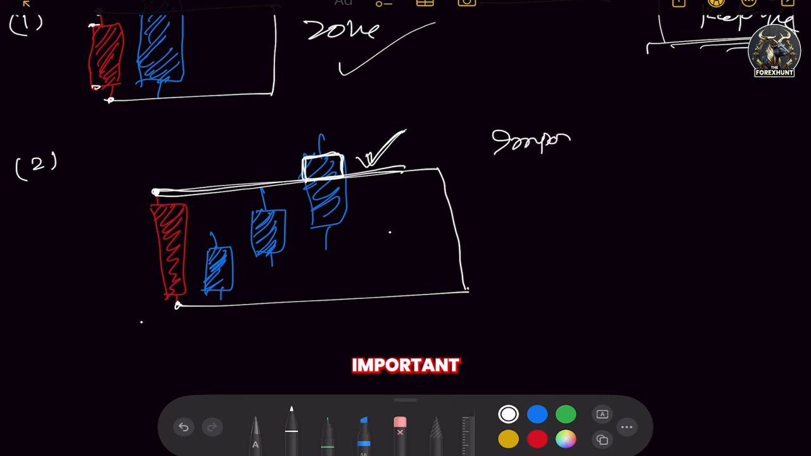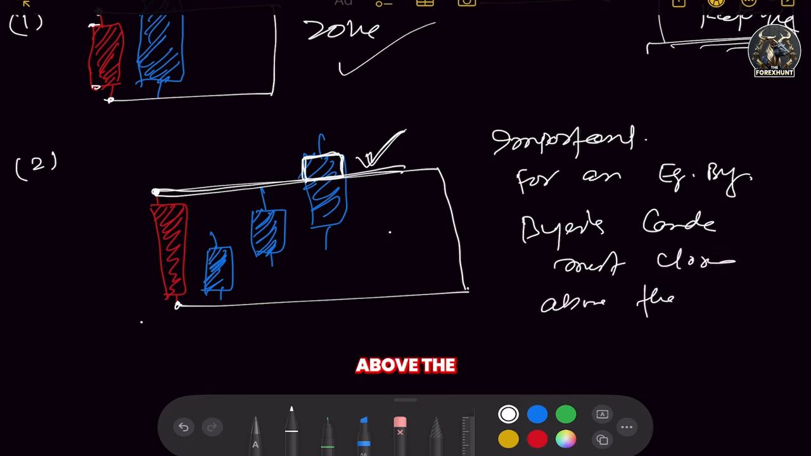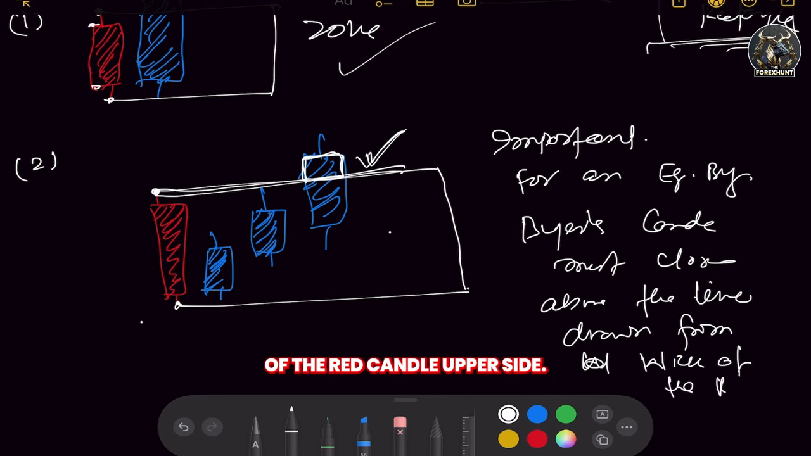Important: for an engulfing buy, the buyer's candle must close above the line drawn from the wick of the red candle, upper side.